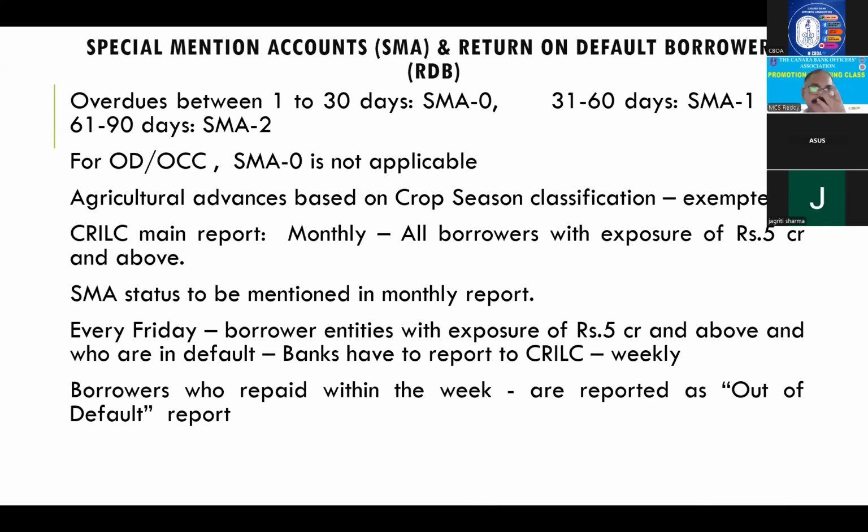Right? Special mention accounts and return on default borrowers. SMA is already covered, SMA 0, etc. We need not worry about this. Every Friday, CRILC report, I told you, 5 crores and above. If any overdues are there in any account and it is falling into SMA, then we have to report to CRILC weekly. And any recoveries in that account, if it is coming out of SMA, again weekly it is to be reported. One is slipping and the second one is recovery. Both we have to do.